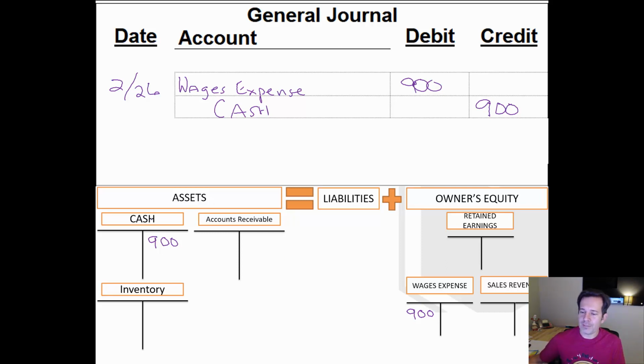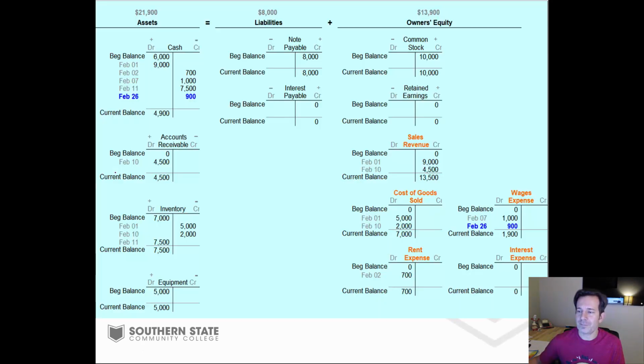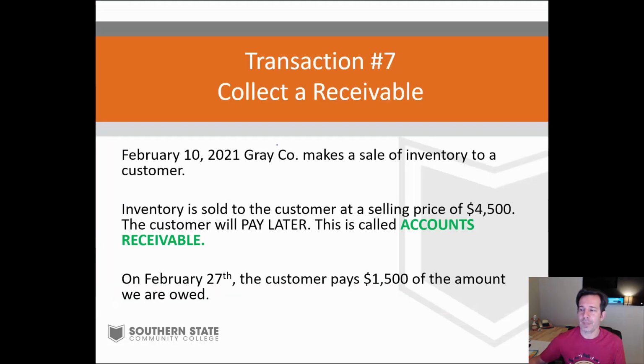Wages, $900, cash. So now we're down to $4,900 in that cash account. And like I mentioned in video 1, the reason we have all these different expense accounts is so we can keep track of the different expenses. I can't manage it if I don't track it. So I would have no way of knowing what my wages expenses were in total if I just threw them all into retained earnings. Okay? So that's why we have these different expense accounts down there.